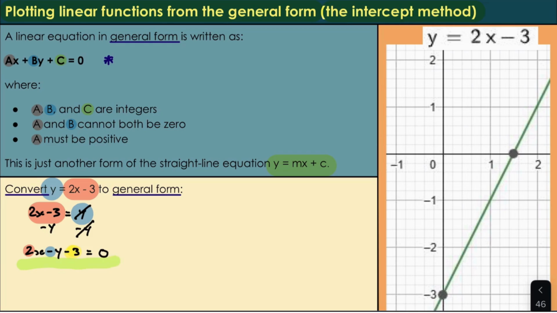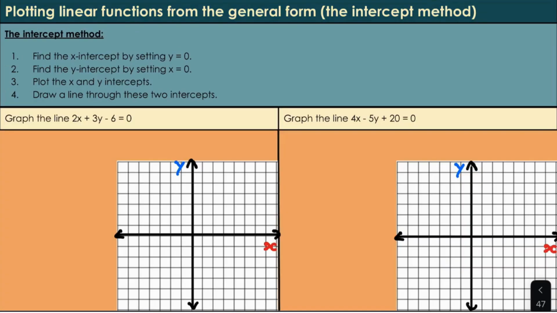Although general form looks different to slope-intercept form, that equation is still this green line on the right hand side. It is just written in a different form. How do we plot linear functions from the general form using the intercept method? We will follow 4 steps. First step, find the x-intercept by setting y equals to 0.